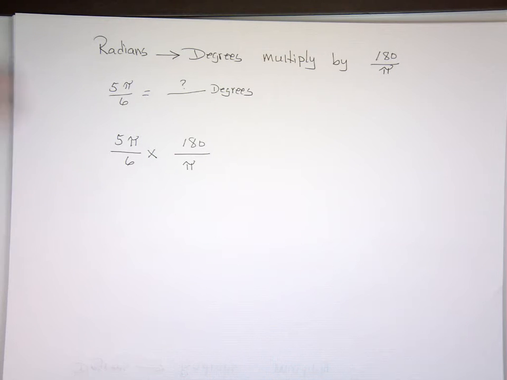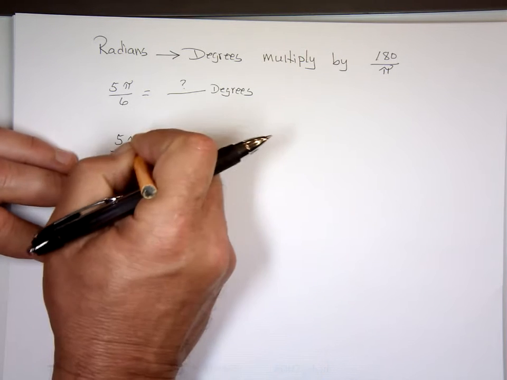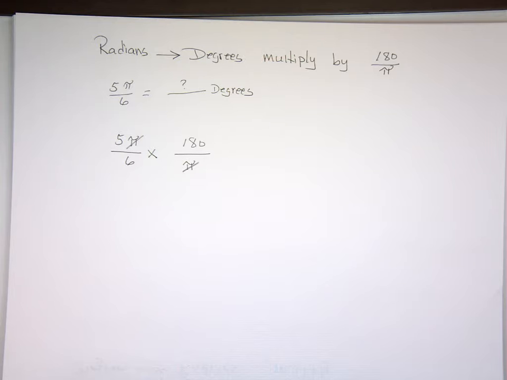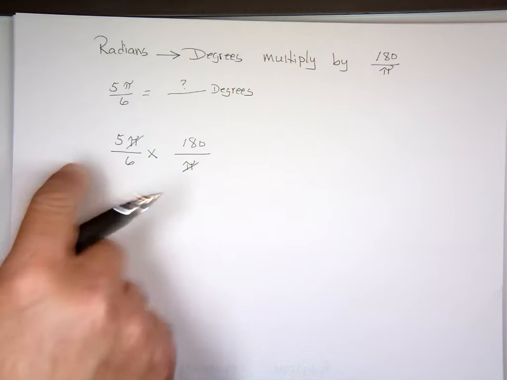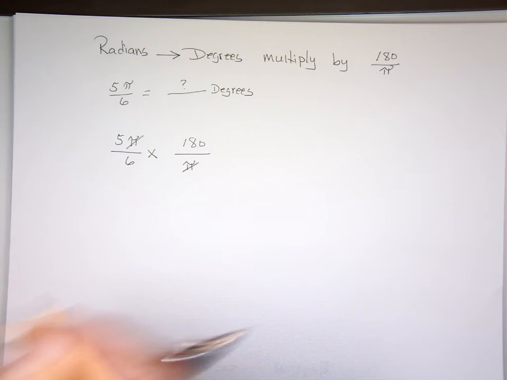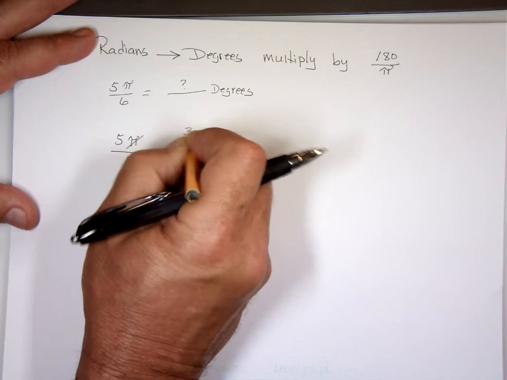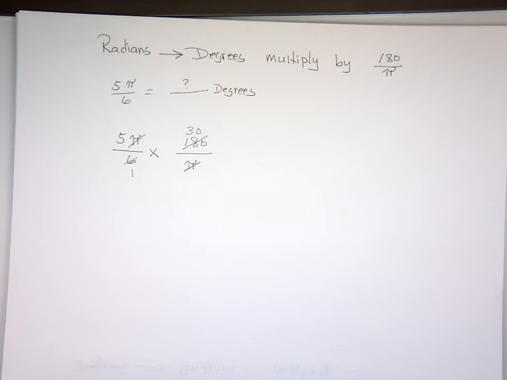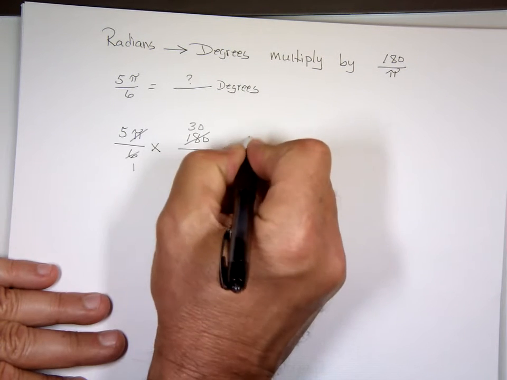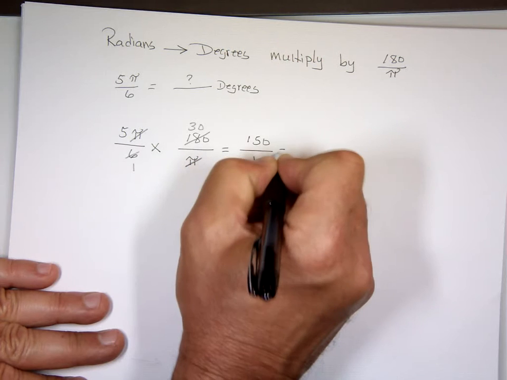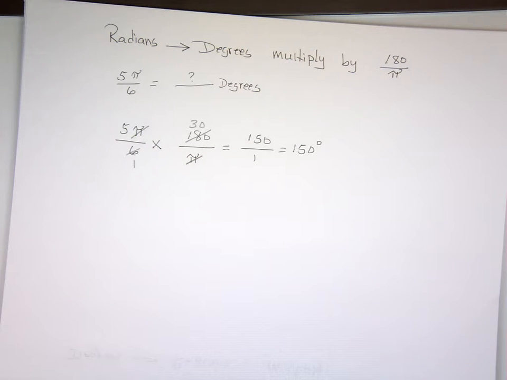And I can see quickly that the pi will cancel the pi. And while I'm at it, make my life easy. Instead of multiplying these numbers, getting a massive number and dividing it, let's simplify. By 6, this is 1. What is 180 by 6? Isn't that a 30? So 5 times 30 is 150 over 1, which is 150 degrees. And I know where the 150 is, more than 90 and less than 180. So I know where that is.